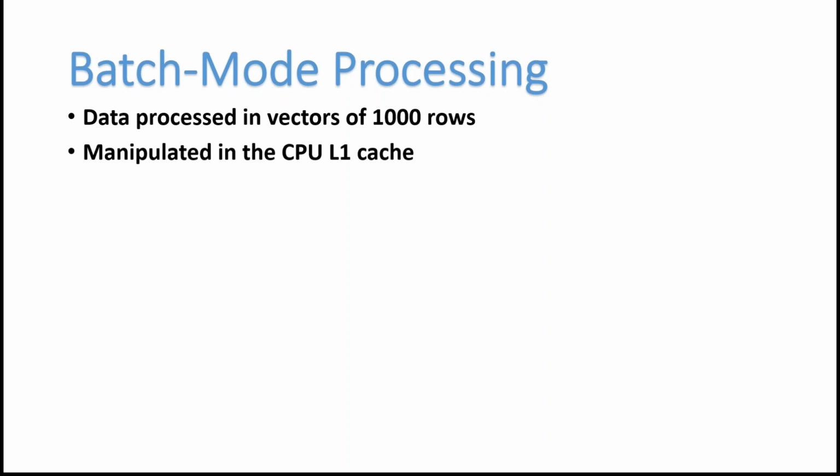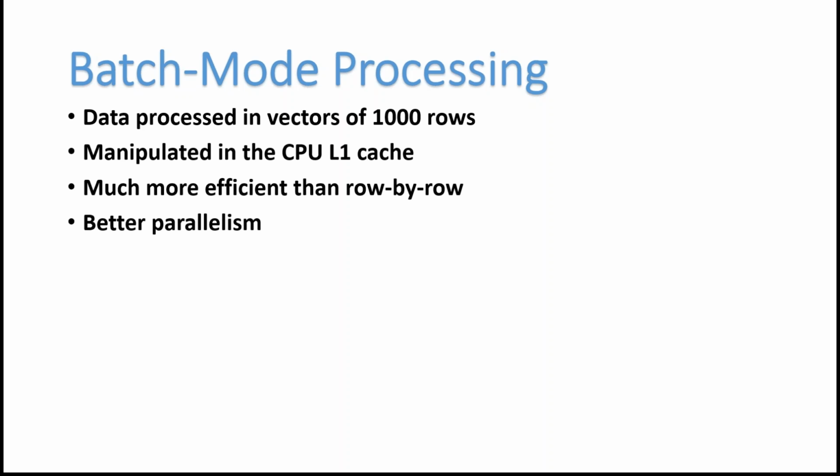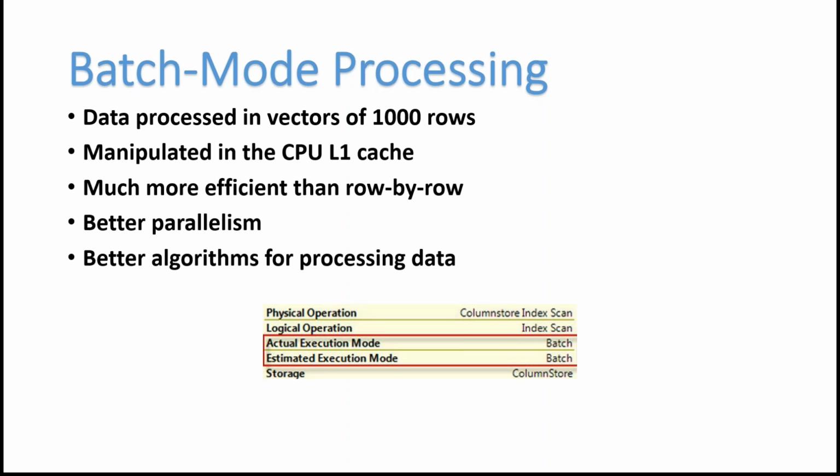The data is manipulated in the CPU L1 cache. So if you work with Columnstore, you want your L1 cache to be as big as possible. As we said, it's much more efficient than row by row because we use mathematics and CPU, and we have better parallelism and better algorithms for processing data.